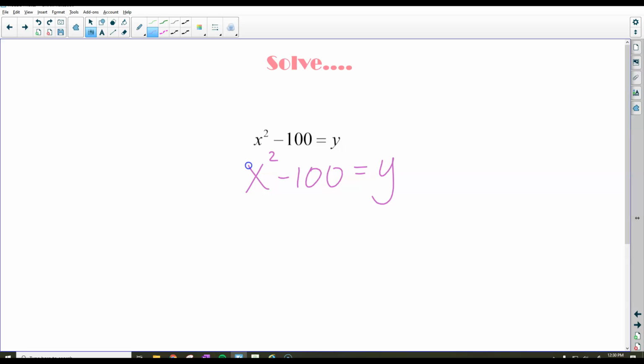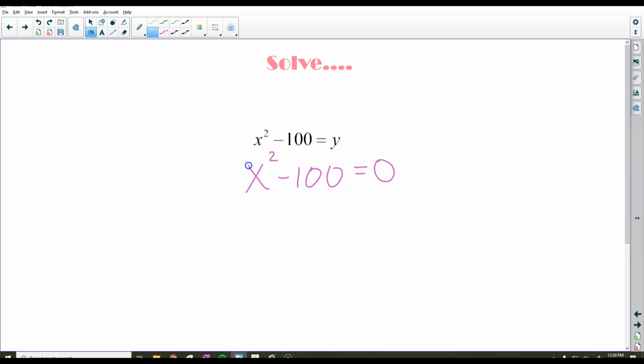Oh, hey, before we go too far on this, where is the vertex in relation to the origin? Is it above or below? Below, way below. How many places? 100 units below.